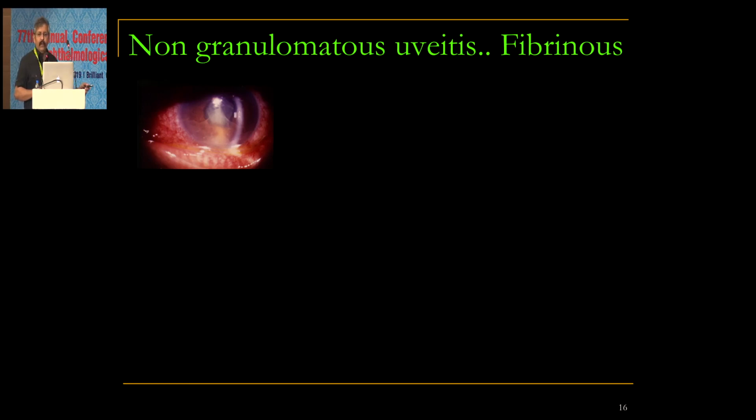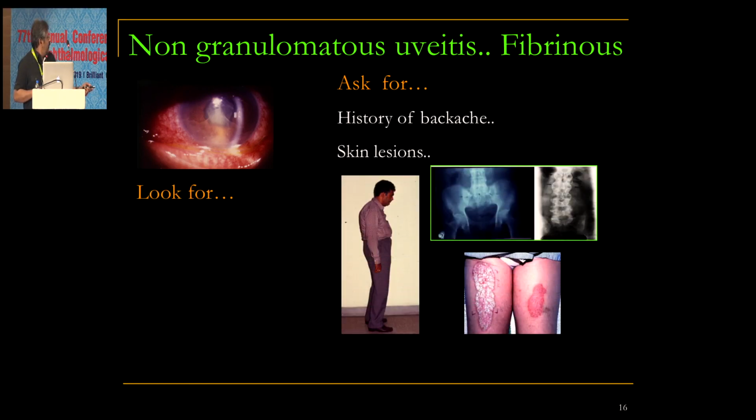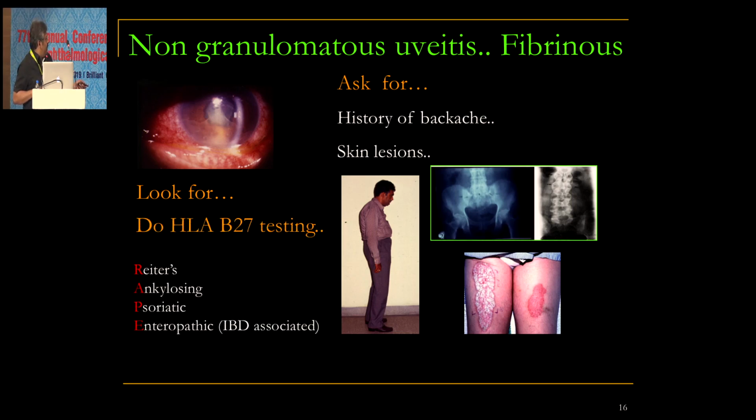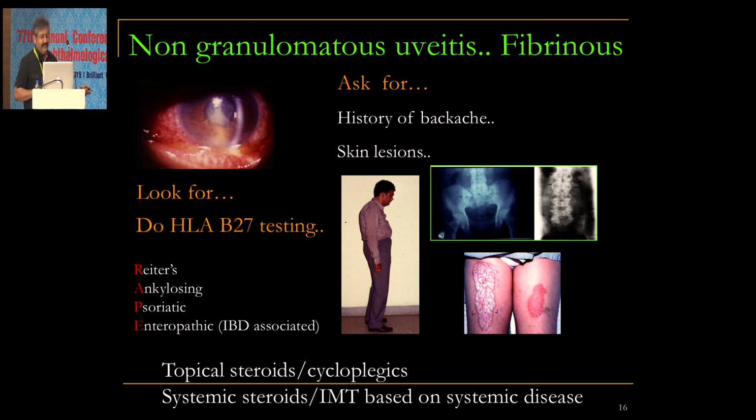So any non-granulomatous fibrinous anterior uveitis, you ask for history of backache, joint pain, skin lesions. You look for the posture of the patient, look for any of the investigations, and do HLA-B27 testing. So what are the causes for HLA-B27 associated uveitis? Reiter's, ankylosing, psoriatic, and inflammatory bowel disease related. Okay. The mnemonic was by chance. So topical steroids and cycloplegics.